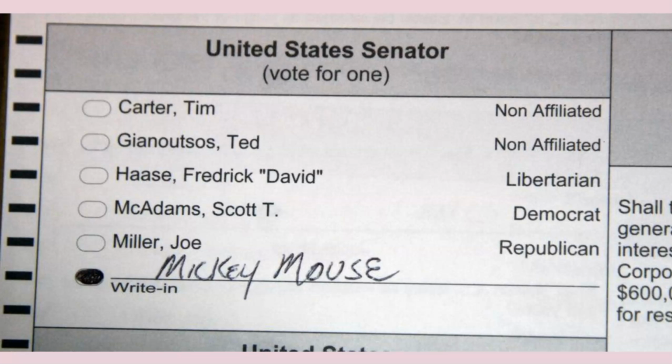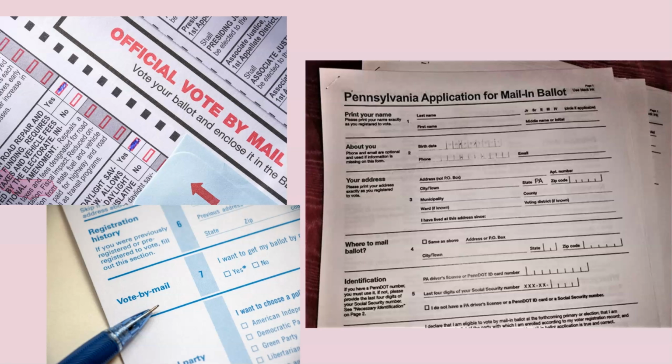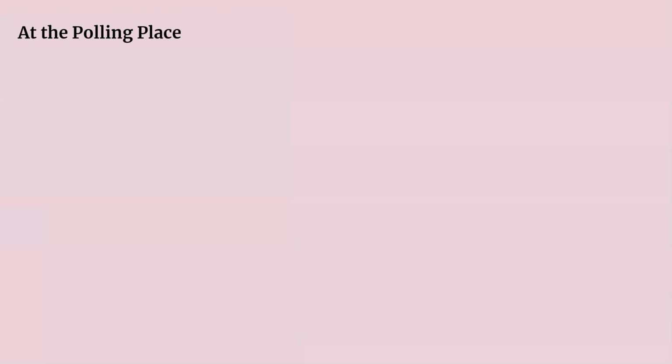This was a picture from before of a write-in. See, you can pick all these candidates, or you can write in any name you want. Mickey Mouse always gets a lot of votes. And then this is your absentee ballot. You just fill out your application for your mail-in ballot. You'll get the ballot, and then you'll send it in.